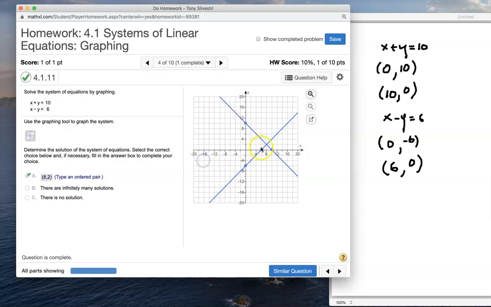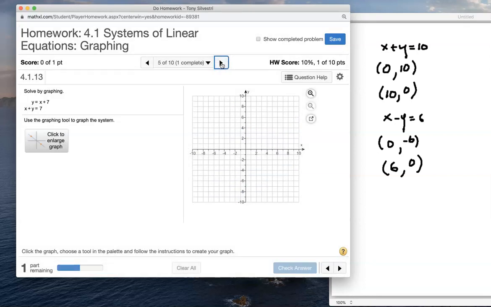And the reason why it's a solution is that it's that one point that satisfies both this line and that line. That's the only point that satisfies both, that makes both lines true. So in sections 4.2 and 4.3, we come up with better ways that don't require graphing. But let's go with this. What do we got here?